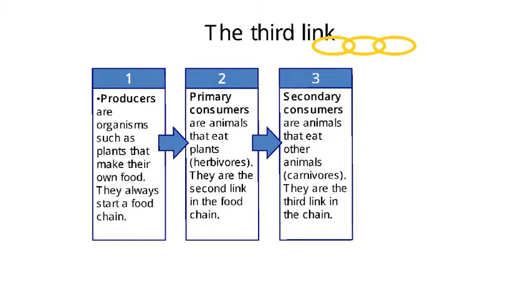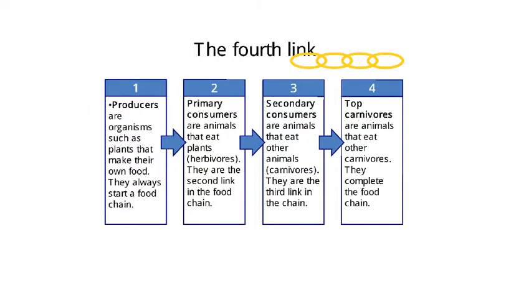The third link in the food chain are secondary consumers, meaning the second consumer in the food chain. These are animals that eat other animals. We call animals that eat other animals carnivores. Food chains don't usually have more than 4 or 5 organisms because after this stage there isn't enough energy left to pass on. The fourth link in the food chain is the tertiary consumer, meaning the third consumer in the food chain. If this is the last link in the food chain, then it is also known as the top predator or top carnivore.